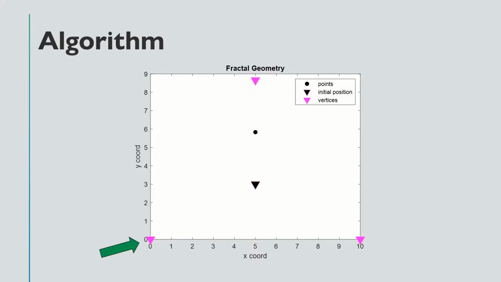Now from here, we select another vertex at random. We calculate the midpoint and place a dot. One more time, we select another vertex at random, which happens to be the same bottom left vertex. We calculate the midpoint and we place a dot. We do this hundreds of times and fractal geometry will result. Let's move into MATLAB to see more.